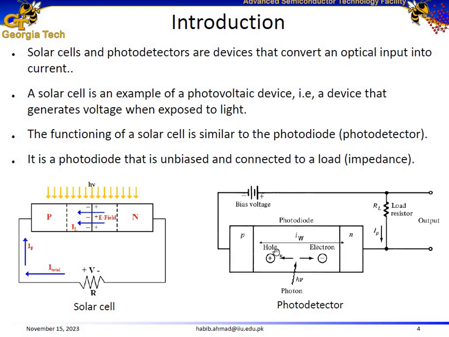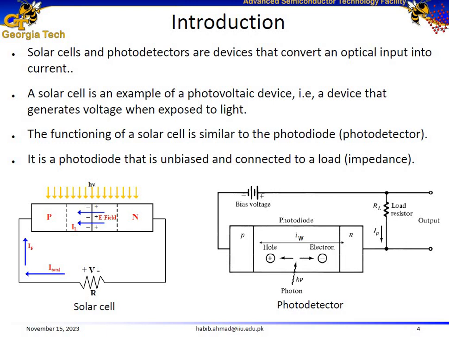Solar cells and photodetectors are semiconductor devices that convert an optical input into voltage and current. It means they convert light into electrical signals, into voltage and current. The input is light and the output is voltage and current. There are a few differences in solar cells and photodetectors. We will talk about the differences in a bit, but assume a solar cell. And as I already discussed, the basic building block in a solar cell is a p-n junction.